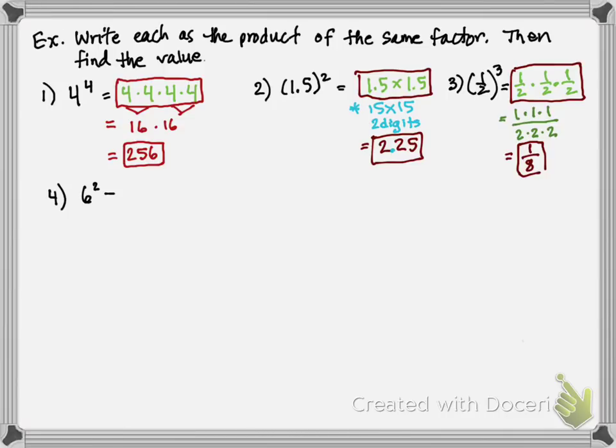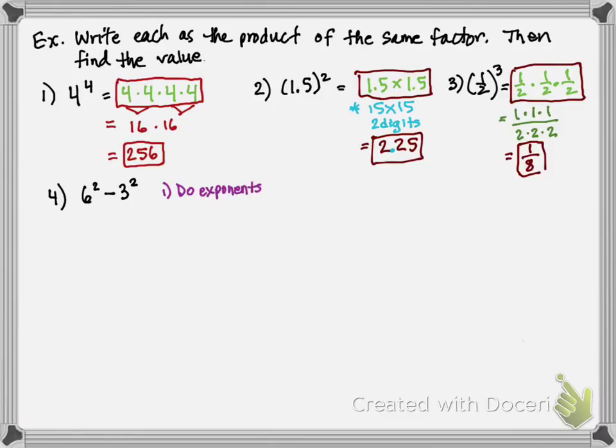We have 6 squared minus 3 squared. So I've got 2 things going on. I've got exponents and I've got subtraction. We have some rules, which we'll talk about, I believe, tomorrow, that the first thing we're going to have to do is the exponents. So we're going to figure out what these values actually equal.